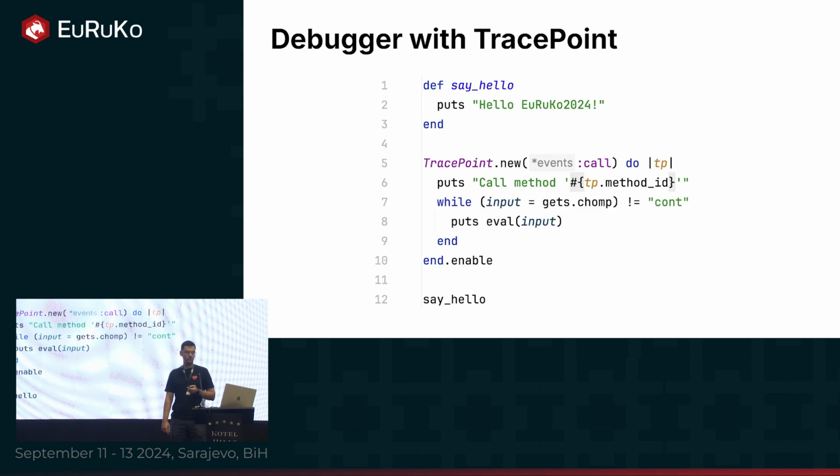Having only trace point, we can build probably the simplest possible debugger. The main difference from the previous example is here. In this code, we take an input from the user and we try to evaluate it and print it to the console. In that way, we will be able to introspect the context on each call event, so basically on each method invocation. And that's probably the simplest possible debugger that we can ever create. And that's why trace point is a crucial part, because without it, it's not possible to make it like that.